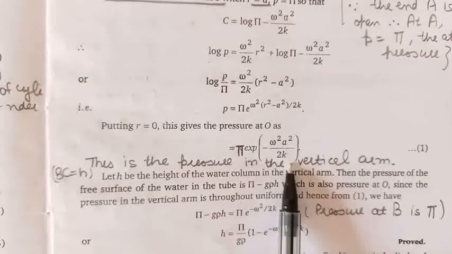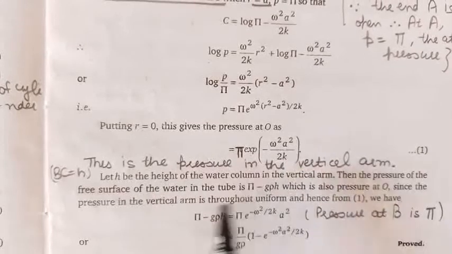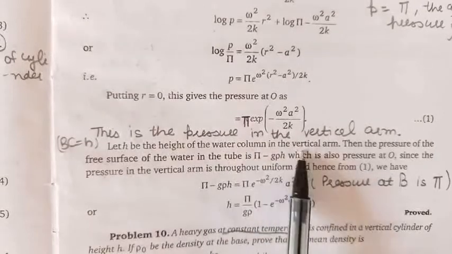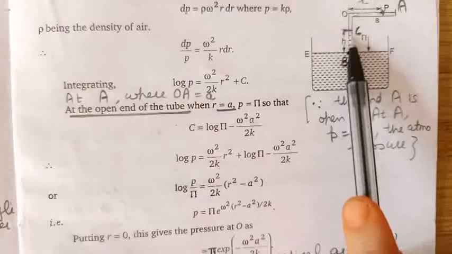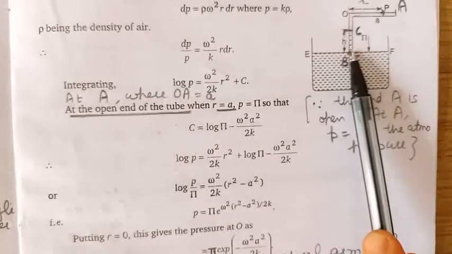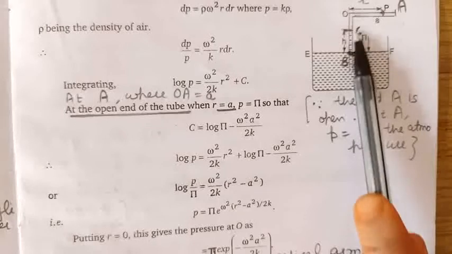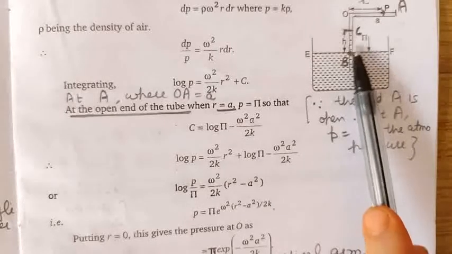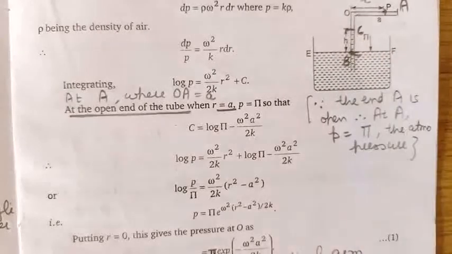So we have obtained the value of pressure in the vertical arm. Now let us suppose h is the height of the water column in the vertical arm, which we have to find out. This is the height BC, which we have denoted by h. So this is the height of the water column in this vertical arm, and according to the problem we are to find the value of this h.